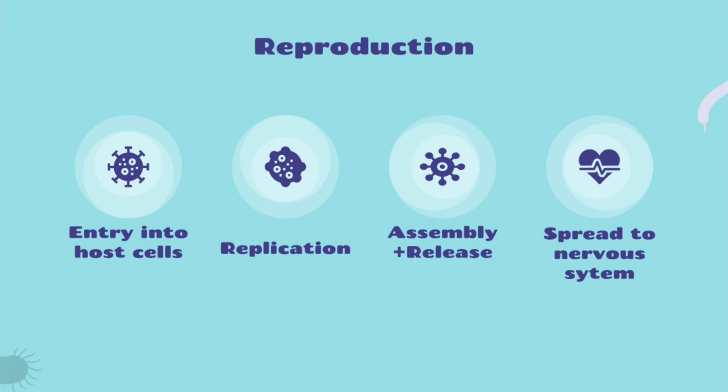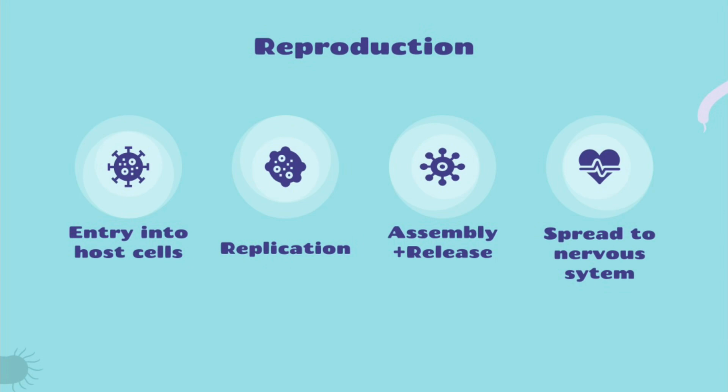Replication. The virus attaches to specific receptors on the surface of host cells, allowing it to enter. Once inside the host cells, the virus releases its genetic material, which consists of single-stranded RNA. The viral RNA serves as a template for the synthesis of new viral components. Then the viral RNA is transcribed by the host cell's machinery to produce viral proteins. These proteins are then translated into new viral particles.